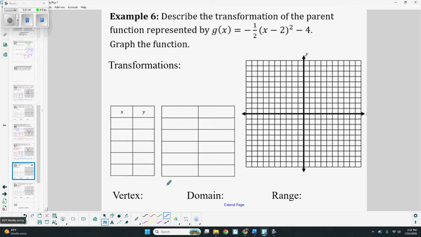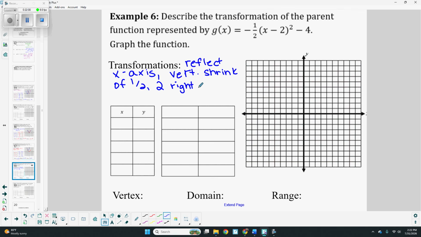So the last one together, we have a negative in front. So a reflection on the x-axis. We have a number in front. So that's a vertical. And because it's between 0 and 1, it's a shrink. So of 1/2. 2 inside, negative is to the right. No, I wrote that right too. And then down 4. It's a quadratic. So it's going to be +4, +1, 0, 1, 4.